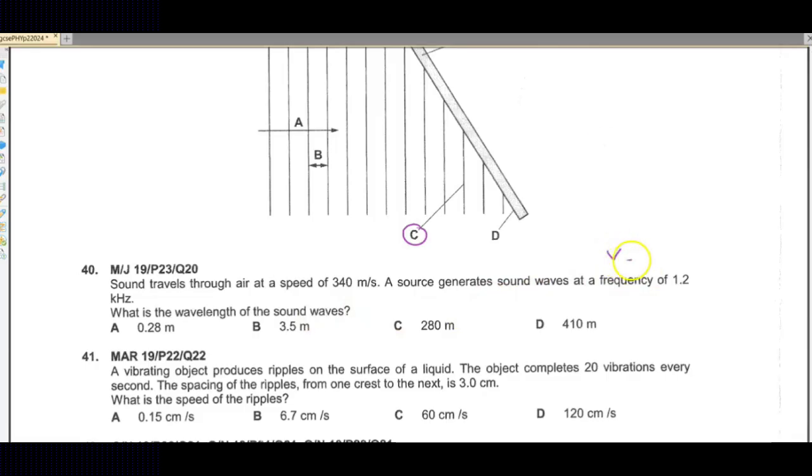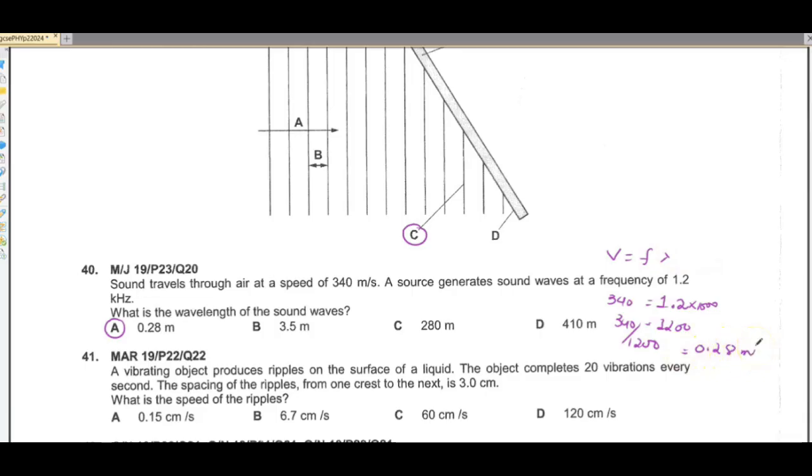Okay, again we use our formula v is equal to f lambda, where v is 340 and the frequency is 1.2 kilohertz. This means that 1.2 into 1000, so this is going to be 1200. Okay, and 340 over 1200 is going to give us 0.28. So A is the correct answer.